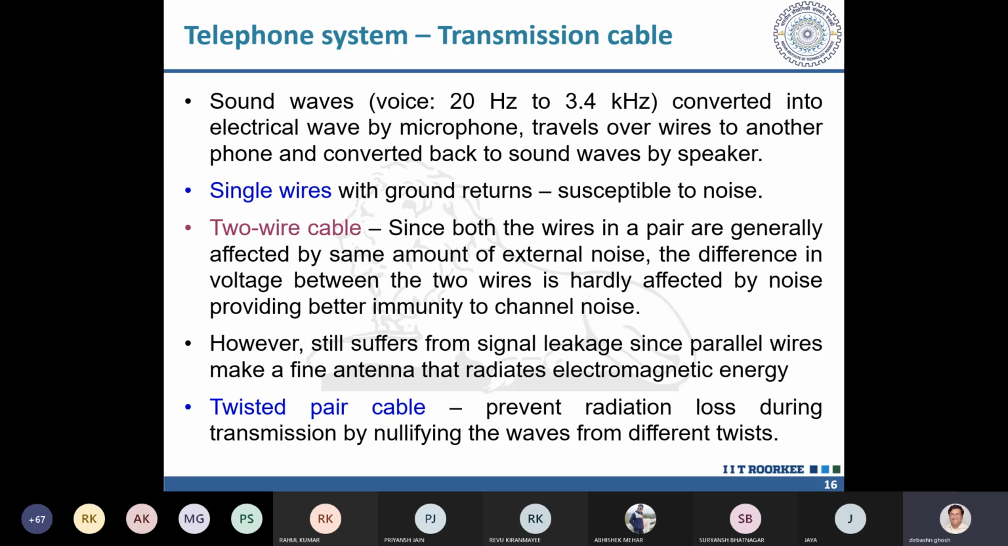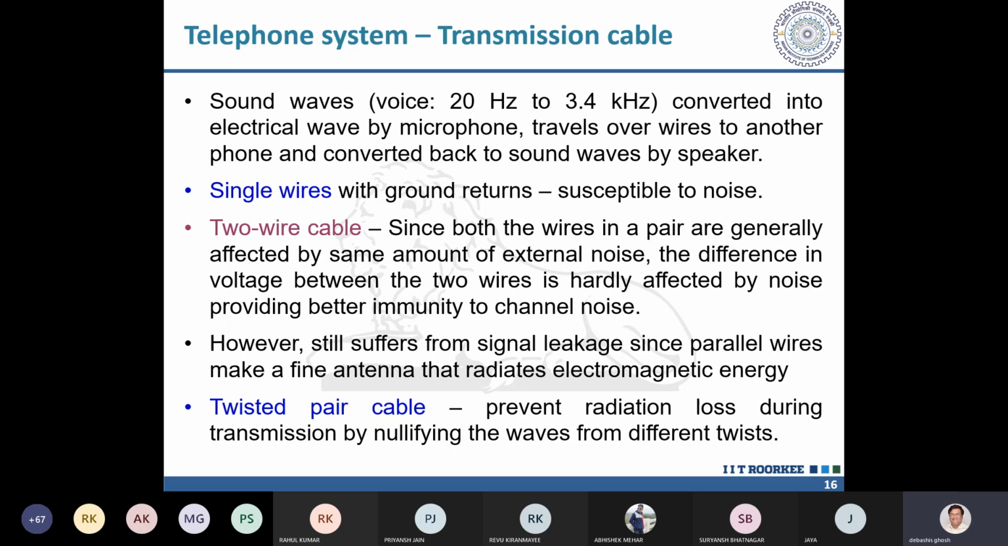How it helps in eliminating the channel noise is that at any point in the wire, I will get the signal by tapping it across the two wires. The voltage difference across the two wires will give you the signal value, the signal amplitude. At that point, you get the signal value by taking the voltage difference between the two wires.